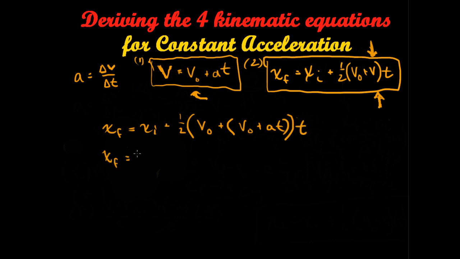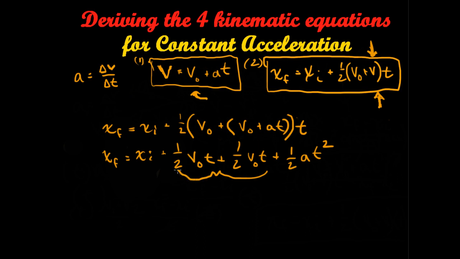Simplifying, we get final position is equal to the initial position plus 1/2 of the initial velocity times time plus 1/2 of the initial velocity times time plus 1/2 of the acceleration times time squared. Now we combine like terms, which are these two. We get the final position is equal to the initial position plus the initial velocity times time plus 1/2 of the acceleration times time squared.